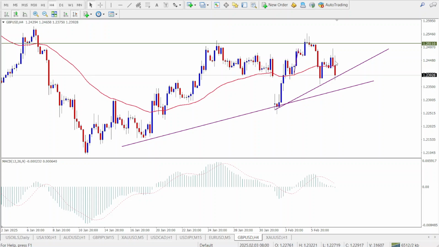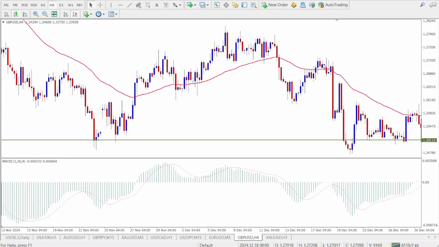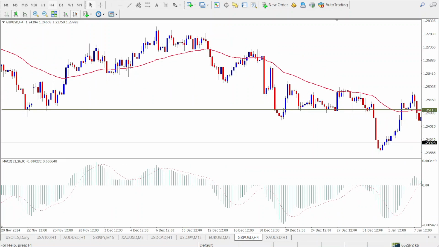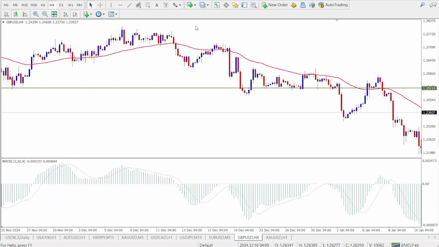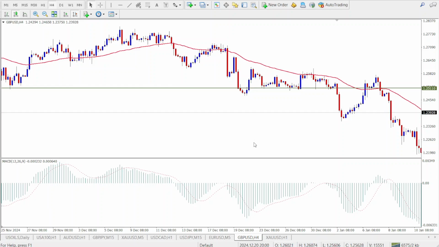Once you have successfully gotten a confirmation and you enter a buy trade or a sell trade, set your stop loss accordingly. You can set your stop loss below recent support for a buy trade, and for a sell trade, you can set your stop loss just above the recent resistance. Aim for at least a risk to reward ratio of 1:2.